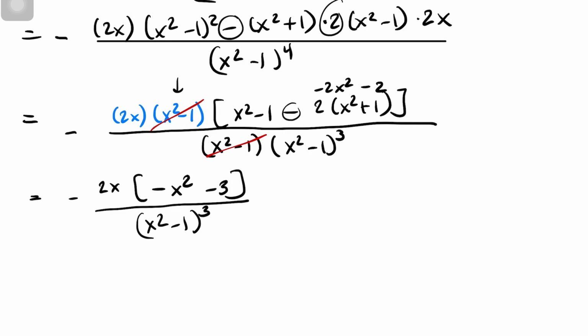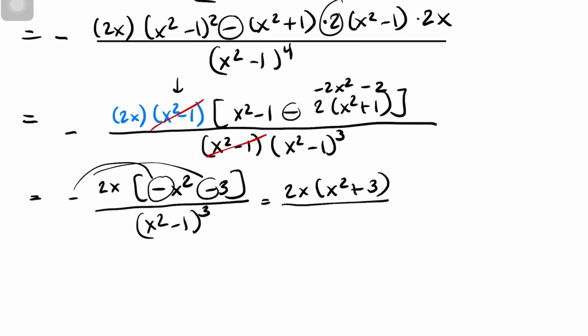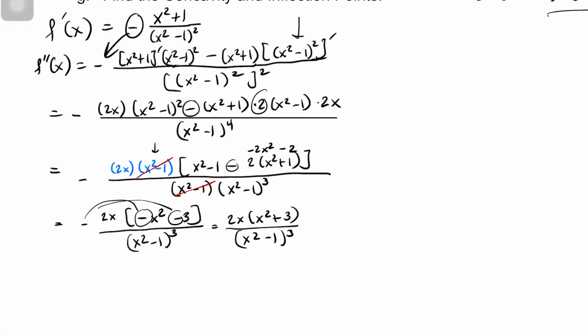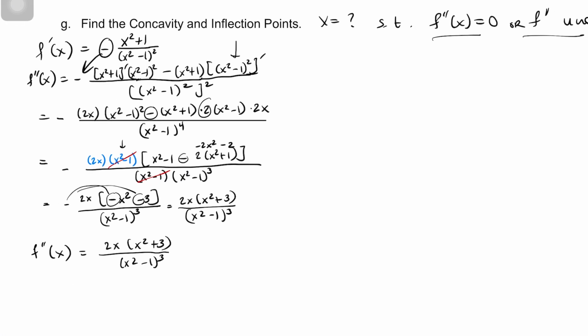All right, and we can also maybe factor that negative, right? This negative, we can factor that negative. Or we can distribute this negative, right? Whichever we want, right? So it would be 2x times x squared plus 3, over x squared minus 1 to the third power. There you go. Right. So we found the second derivative. It requires a lot of algebra, right? Okay. So there you go.